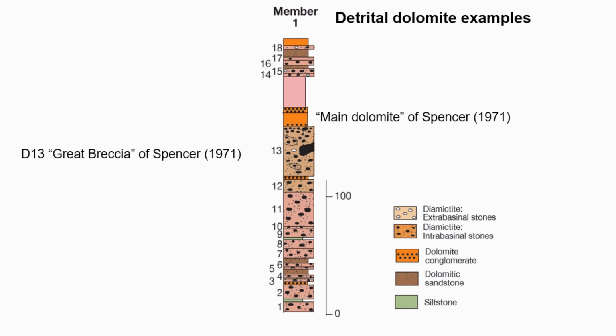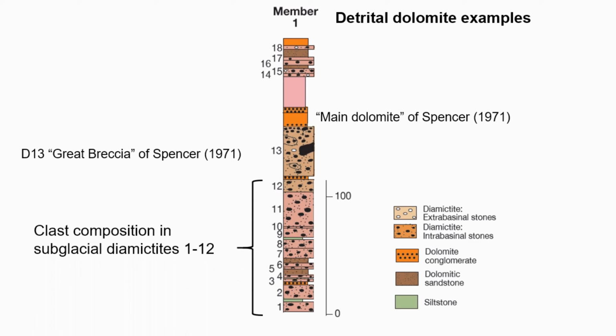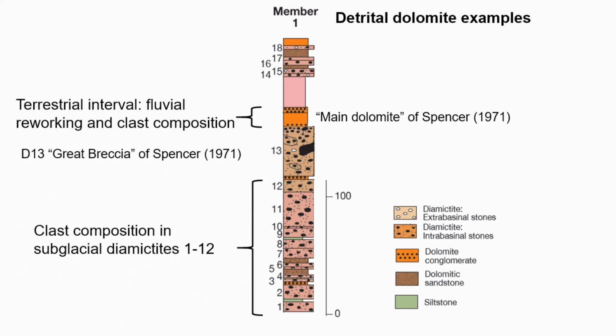Now to show you two examples where we have made use of carbonate detritus to understand the evolution of the source area for this clastic material. The first example is from the lowest dozen diamictites, D1 to D12. The second is the terrigenous interval above D13, the Great Breccia, mainly corresponding to the interval called the Main Dolomite by Spencer 1971.